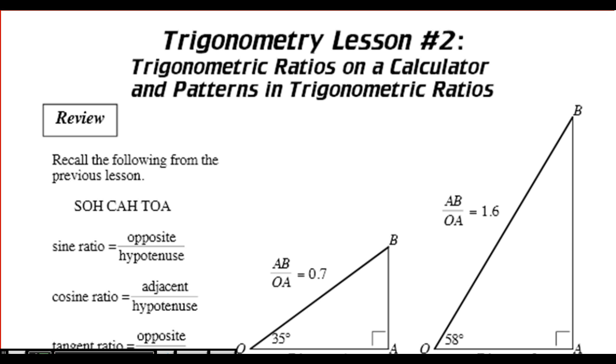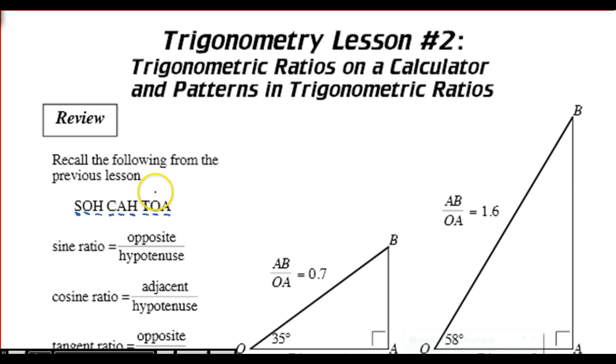Just a quick review from last lesson. We learned the three ratios of trigonometry: sine, cosine, and tan, and there was this nice abbreviation, SOHCAHTOA, that helped us remember those three ratios. Specifically, the sine ratio is the opposite side divided by the hypotenuse. The cosine is adjacent divided by the hypotenuse. And the tangent is the opposite side divided by the adjacent side.